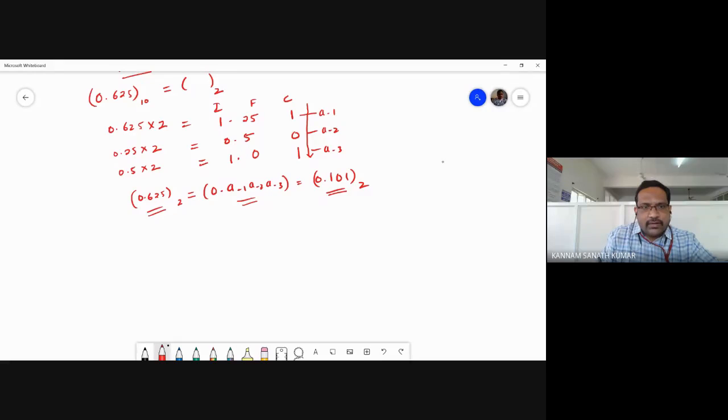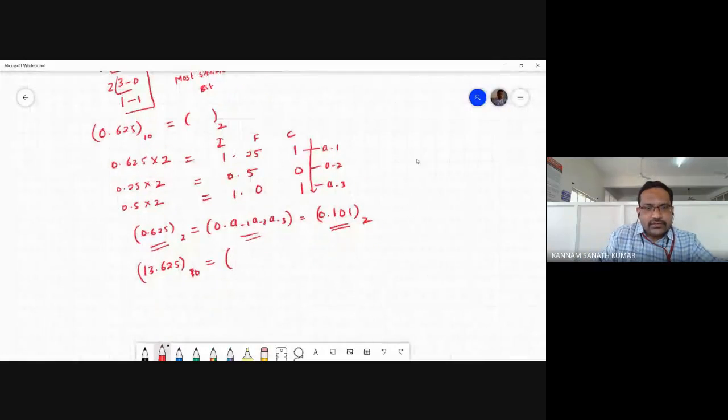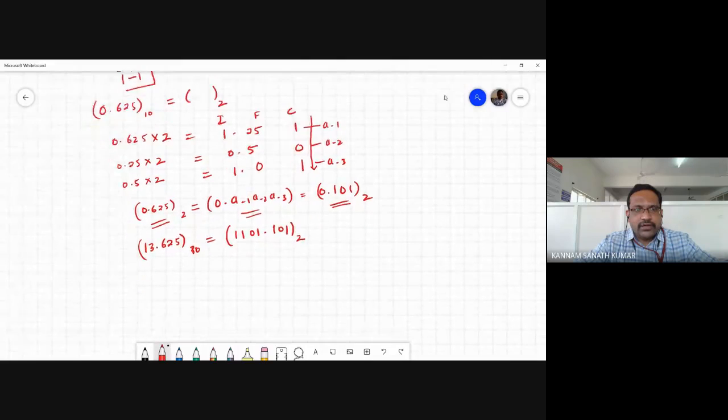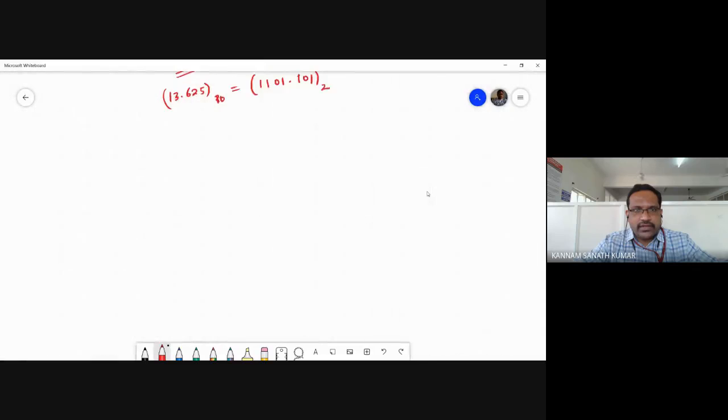So if you combine the number, 13.625 is there. Separately you have to convert 13 into binary and 0.625 into binary. So this is the base 10. What is the value for 13? 1101, no? So for 13.625, it is 1101.101. This is the base 2. Like this you need to convert the given decimal number to the binary number. Is it clear?